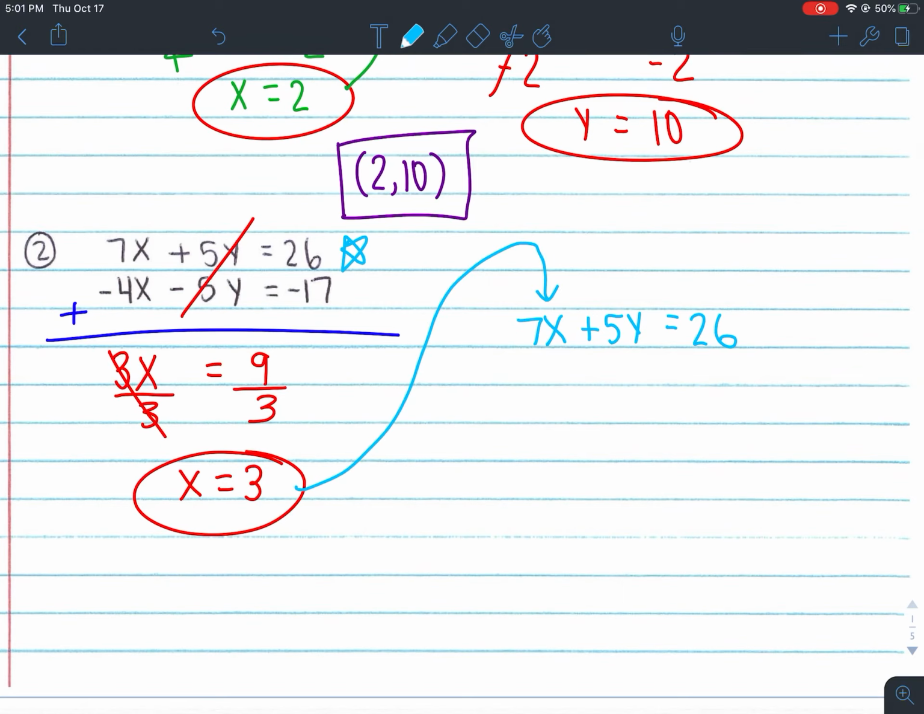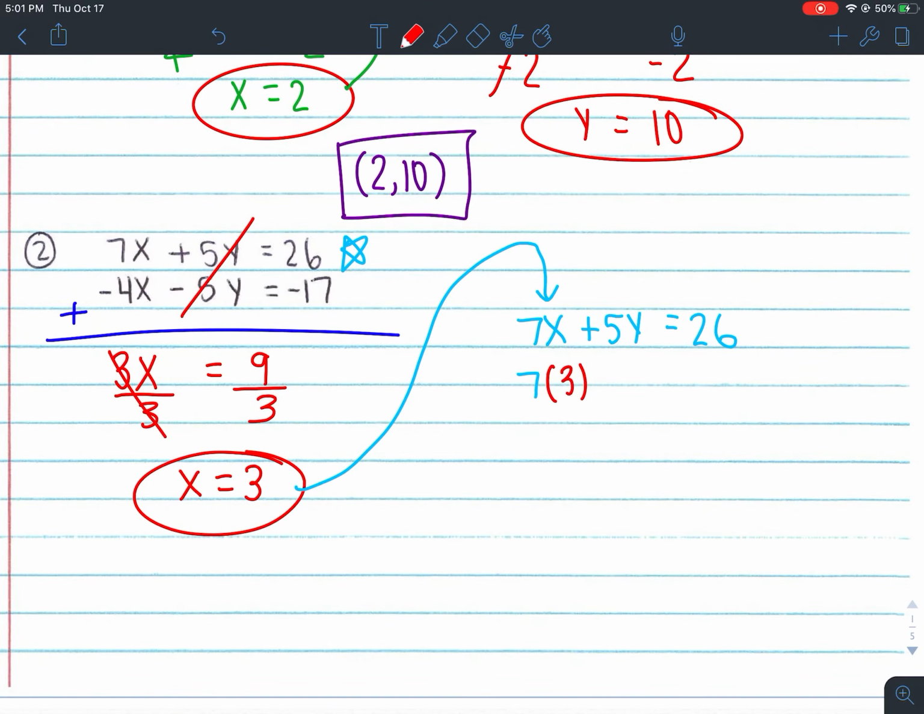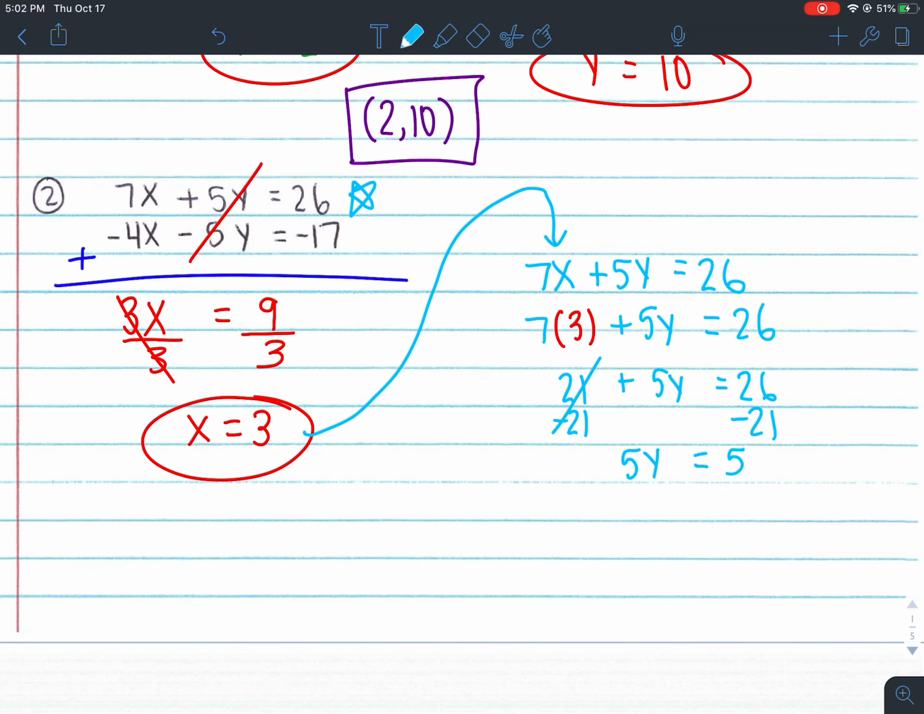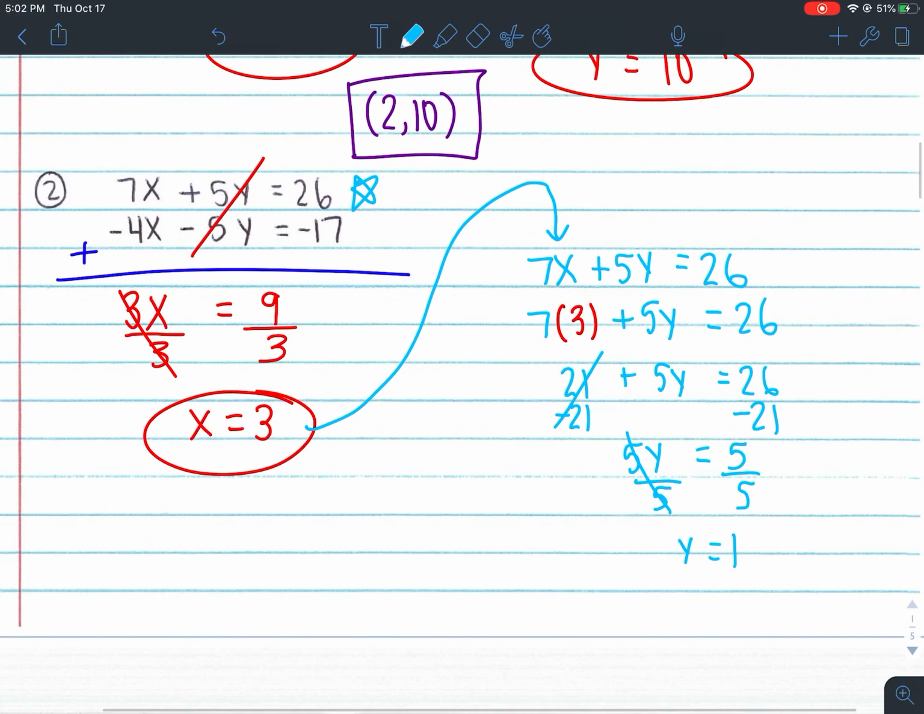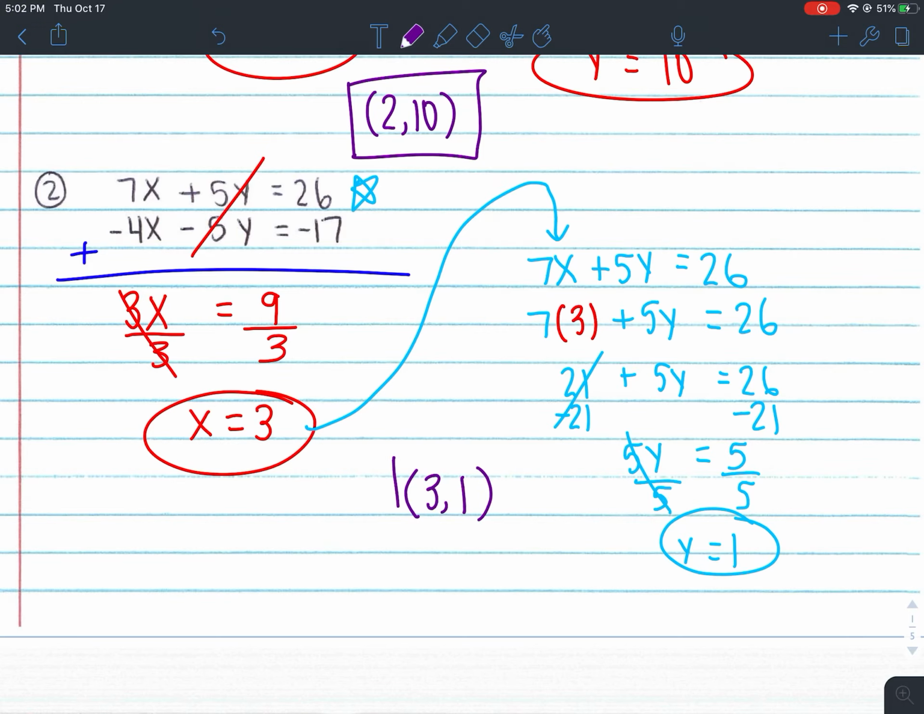I'm going to take my value here, and I'm going to plug it in for x because it says x equals 3. So you make sure you substitute it in for the correct value here. And anytime I plug in, I always use parentheses so I do not make a mistake on accident. Okay, 7 times 3 is 21. Then I'll subtract 21 on both sides. Divide both sides by 5. 5 divided by 5 is 1. So my solution is (3, 1).